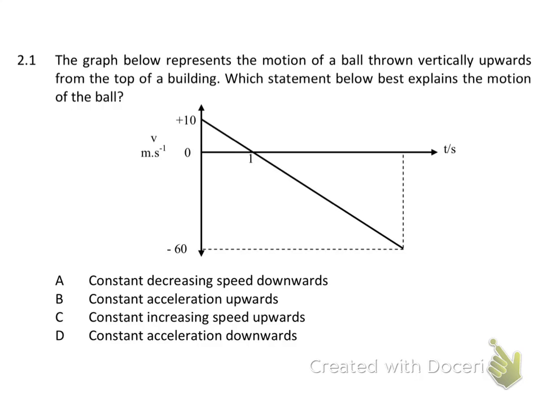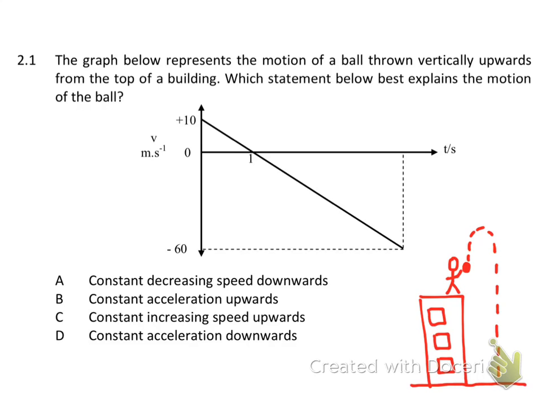2.1 gives you a graph that represents the motion of a ball thrown vertically upwards from the top of a building. So you've got someone standing on top of the building and the ball gets thrown vertically upwards. Under the action of gravity, it'll slow down, stop, and then fall back to Earth. So let's have a look at the velocity time graph we're given.